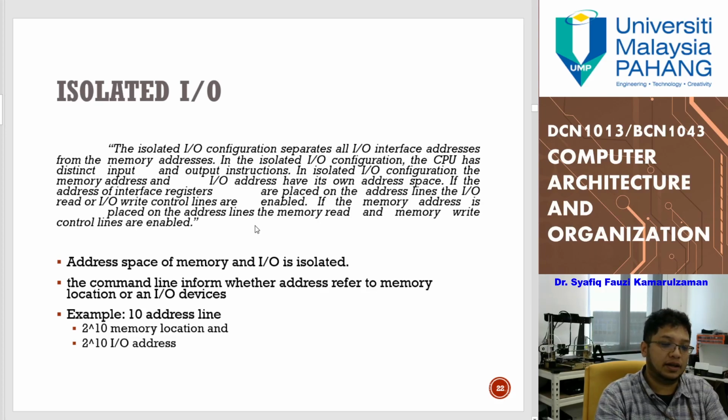Next, we have what we call isolated I/O. Isolated I/O is where the address spaces of memory and I/O are isolated. The command line informs whether the address refers to a memory location or an I/O device. For example, in case there are 10 address lines, it can be 2 to the power of 10 memory locations, or it can be 2 to the power of 10 I/O addresses. So it can be either one. It cannot be combined together.